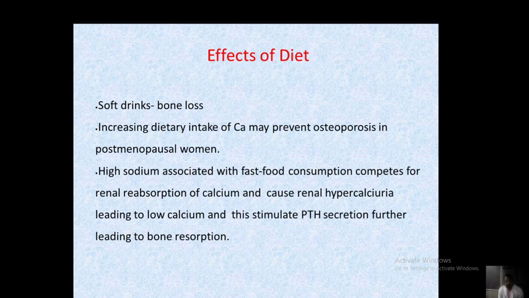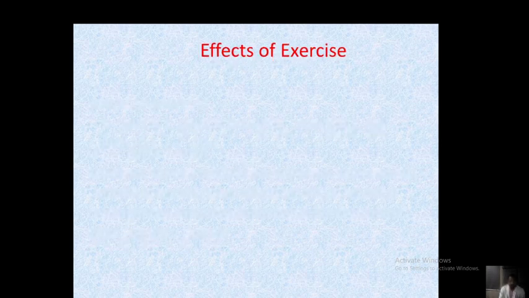So why do we generally say don't take fast food? You will get a renal stone. This is the reason. Fast food has a high sodium content, and this will compete with the renal excretion of calcium. If the calcium is not excreted, it will stay in the kidney and cause a renal stone. And this leads to low calcium levels, which stimulates PTH secretion, leading to bone resorption.